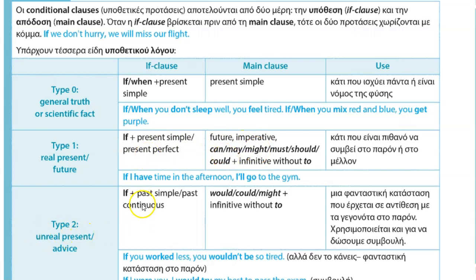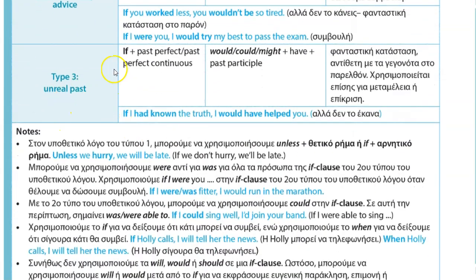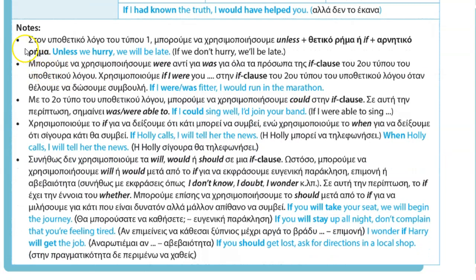Whereas type 2, remember, we use it for giving advice, to talk about something that is unlikely or impossible, to imagine different future outcomes, or express regret or wish for a different reality. So type 2 is ifs in past simple or past continuous, and would, could, might plus the infinitive without the to. If you studied, you would pass. Moving along to type 3, if you had studied, you would have passed. Great. Finally, I'm just going to talk to you about the notes, which actually are quite useful.